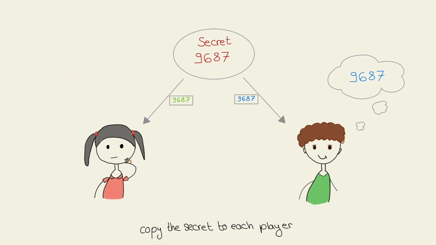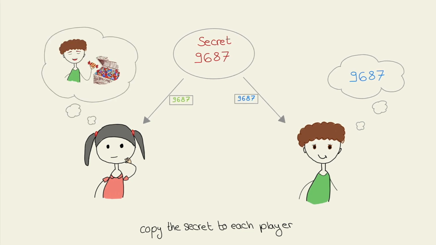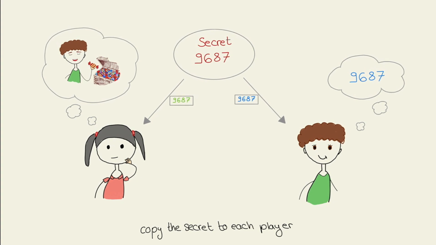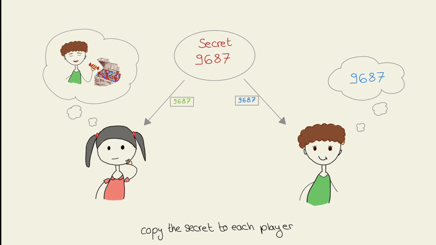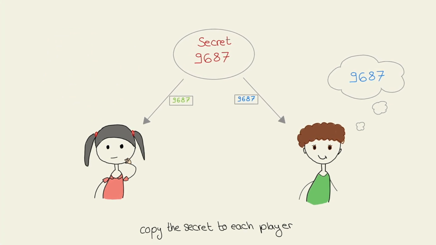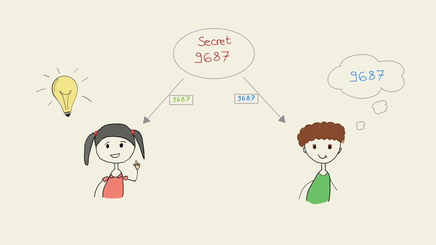But wait, Alice does not look happy with the solution. She's afraid that Bob will eat all the candies during the night, like last year. So this does not look like a solution Alice is happy with. But she has an idea how to solve it.